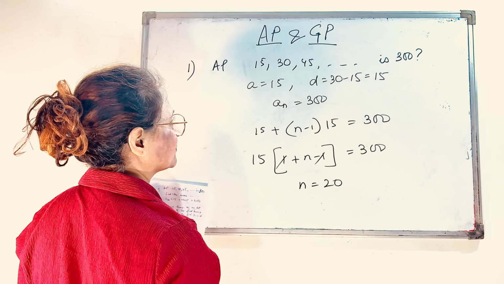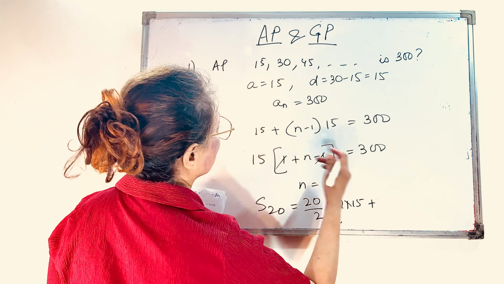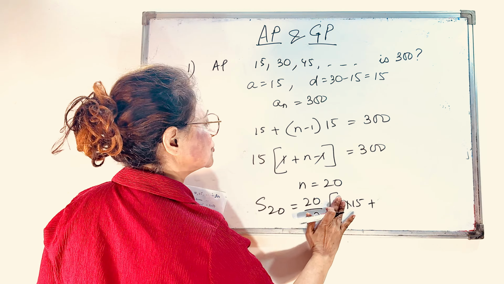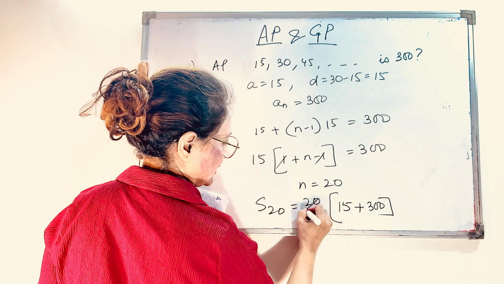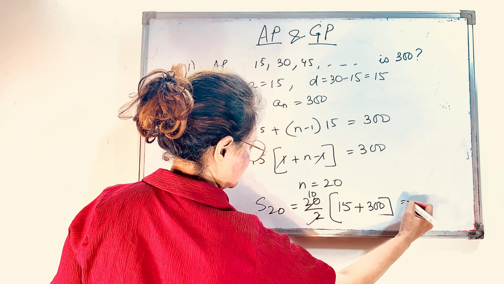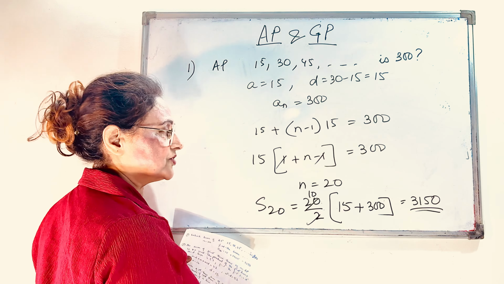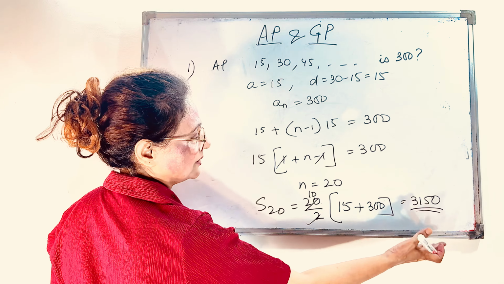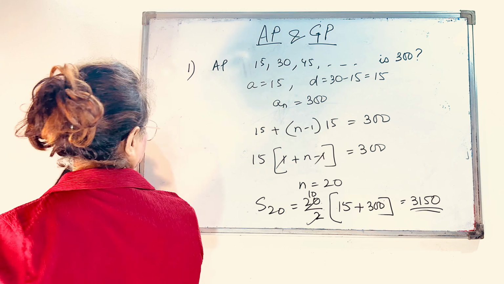These are 20 terms now. So the sum of those terms, S20, is n by 2, 2a plus or a plus L. Let us do first term plus last term, a plus L. Correct? So this becomes 10 and so the answer is 315. See, it became easier now. Instead of putting a plus n minus 1 times d, with a plus L you got the answer.